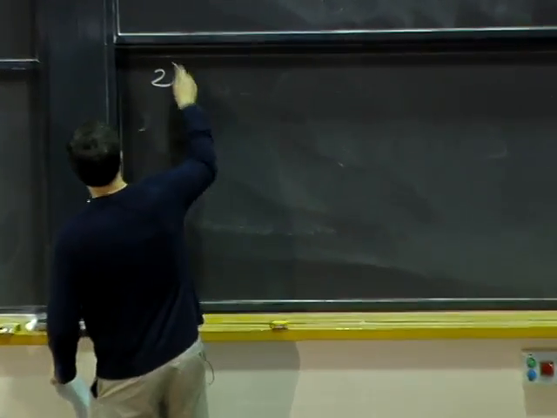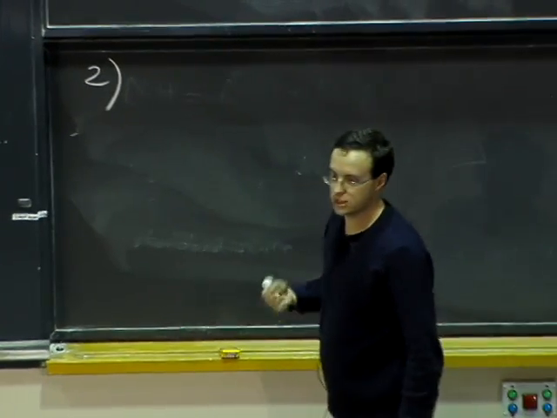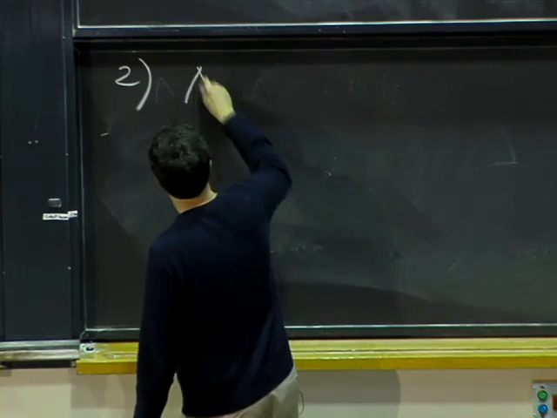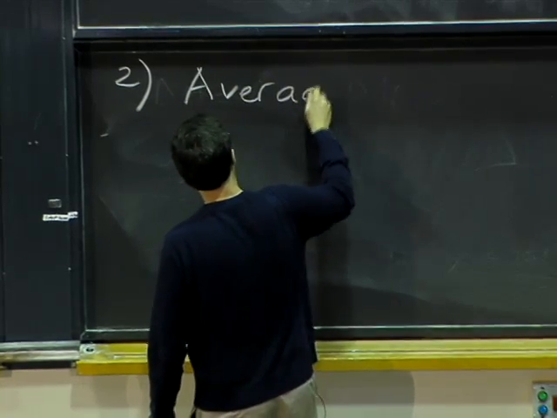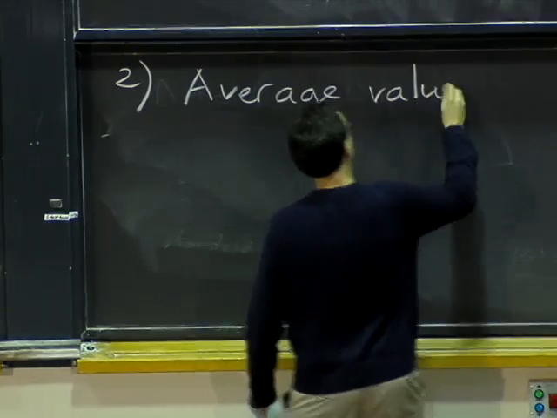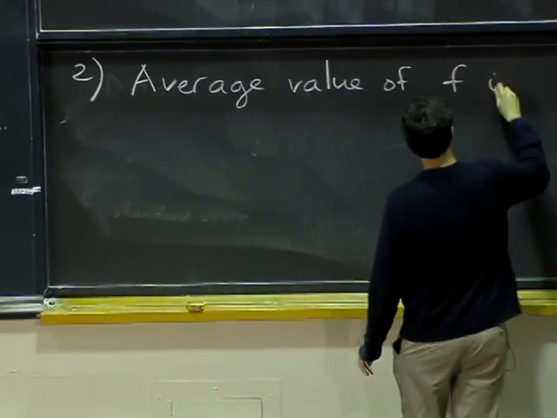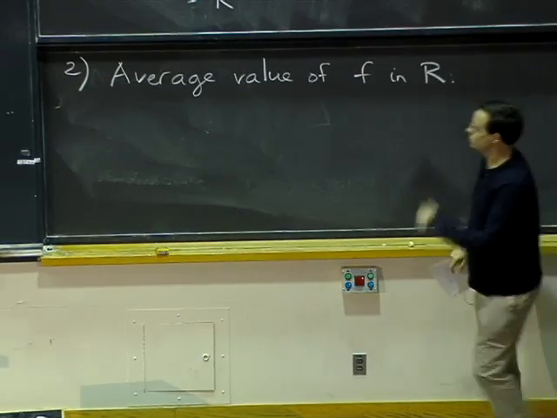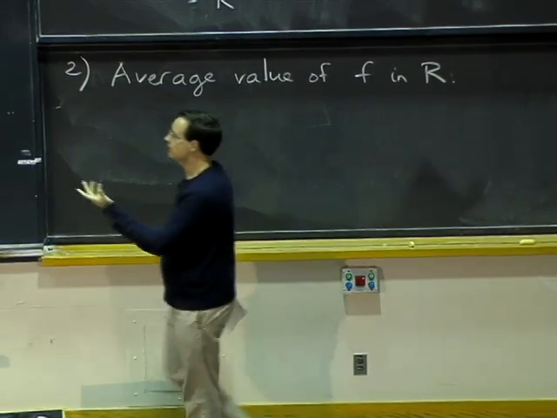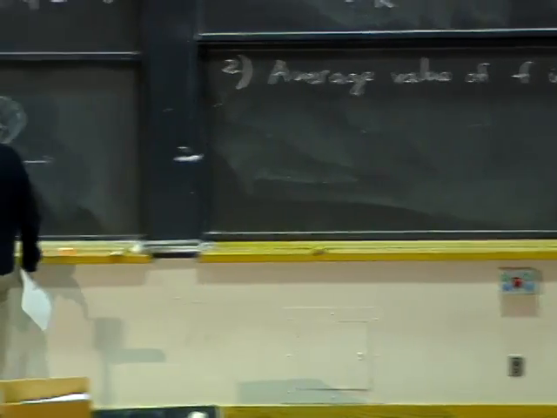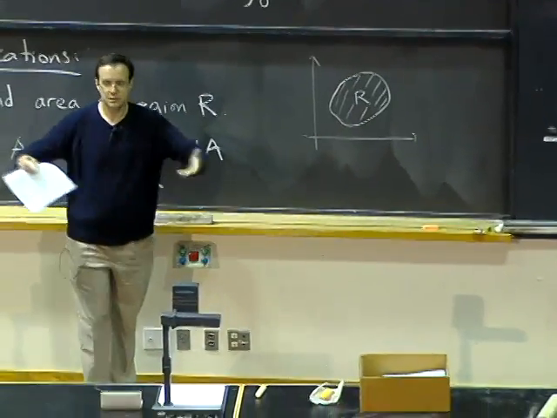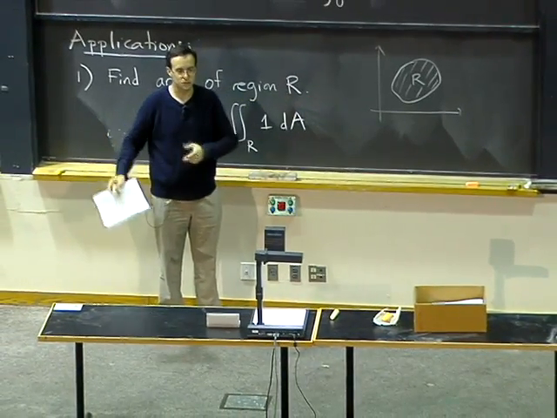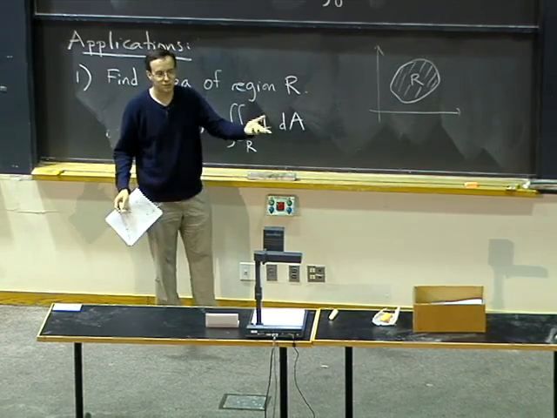Okay. Another useful application is to find the average value of some quantity in a region. So what does it mean to take the average value of some function f in this region R? Well, you know what's the average of a finite set of data. For example, if I ask you to compute your average score on 1802 problem sets, you would just take the scores, add them up, and divide by the number of problem sets.